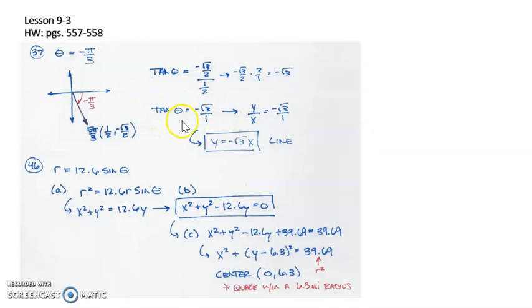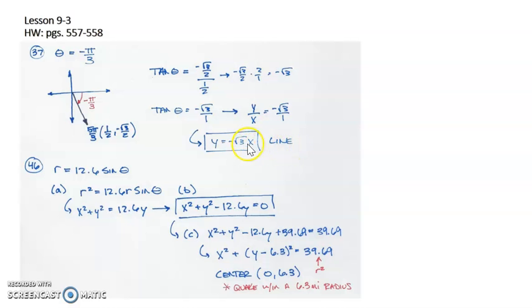But I know that tangent theta, let's do some more substitution, is y over x. It's equal to y over x. So how about we replace it to get rid of the tangent? And now I'm just dealing with y over x. Just cross multiply. And you get y equals negative root 3 x.